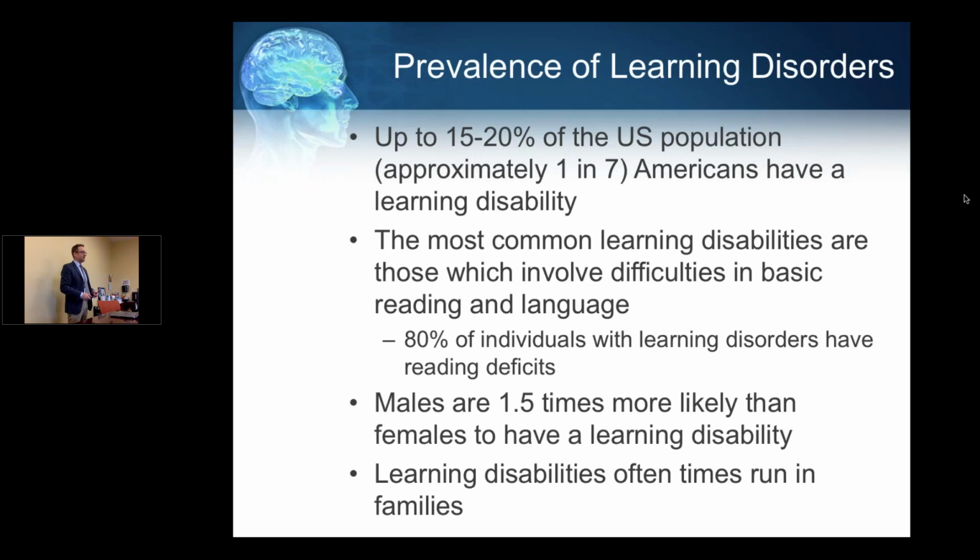Males more likely than female. I'm sure that would not be a shocker for anyone in here, particularly as it relates to ADD. But so males roughly 1.5 times more likely than females, and they do run in families, as I think many of you are probably aware. So let's move on.